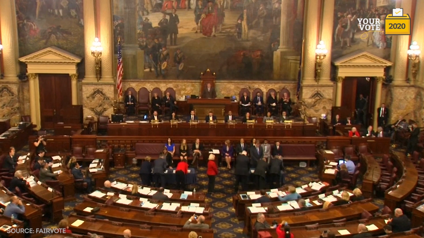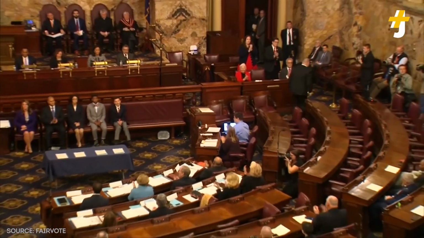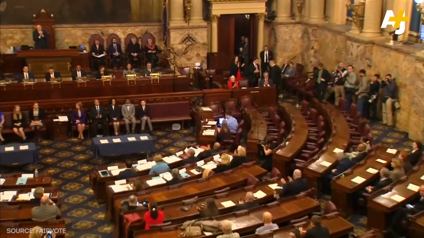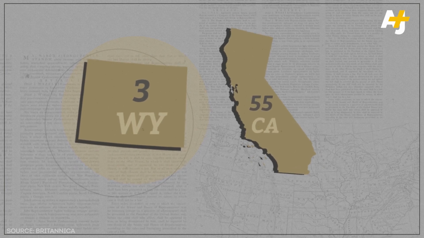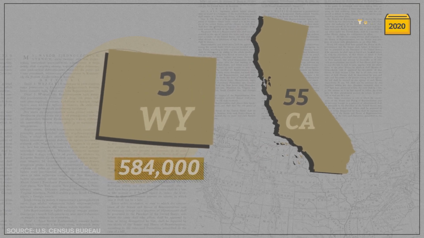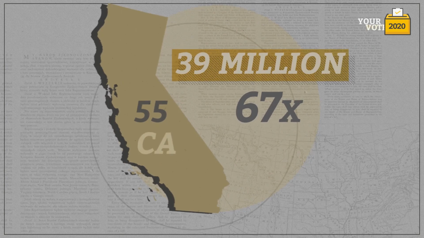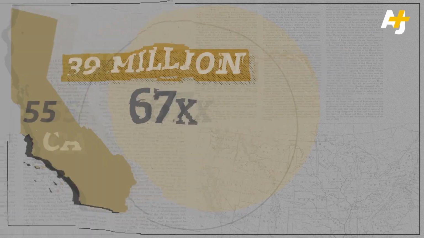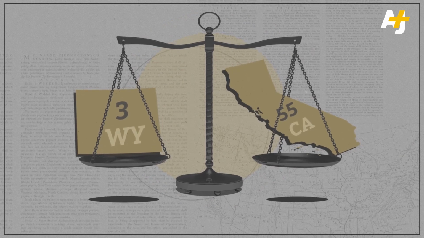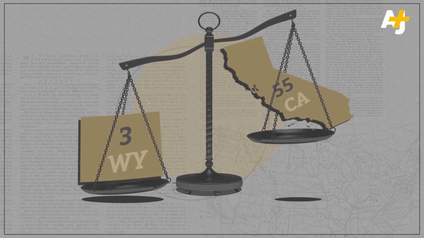Now, the reason there can be a disconnect between the popular vote and the Electoral College is because the number of people represented per electoral vote differs state by state. For example, in 2016, Wyoming had 3 electoral votes and California had 55. But Wyoming had about 584,000 people, compared to about 39 million Californians. So even though California has a much larger population, the weight of one Electoral College vote from Wyoming carries almost 4 times the voting power than one electoral vote from California.